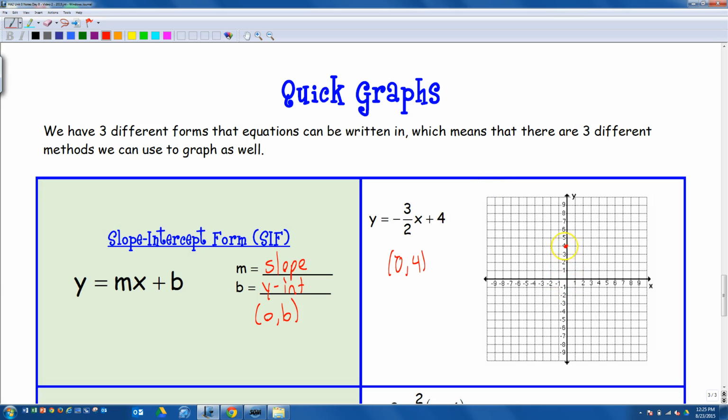So I'm going to go up to 0, 4, and then all you do is move with the slope, kind of like we did with the absolute value graphs. So the top is rise, so we go up, or it's actually negative, so we're going to go down 3 and then over 2, because it should, 1, 2, 3, go down and to the right. I like to put as many points as possible just to be as accurate as possible. So there's my line. I draw it, and there it is. Okay, so that's slope-intercept form.